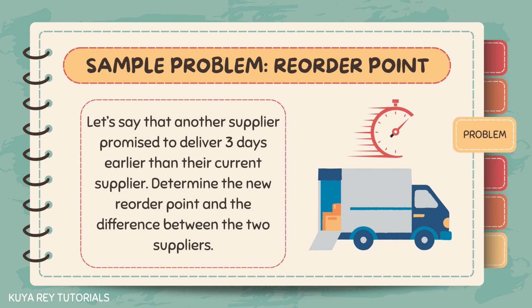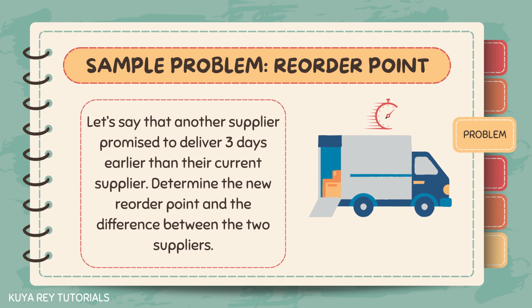Let's answer one more problem. Let's say that another supplier promised to deliver 3 days earlier than their current supplier. Determine the new reorder point and the difference between the two suppliers. Pause the video and try to answer.